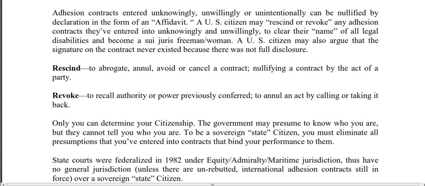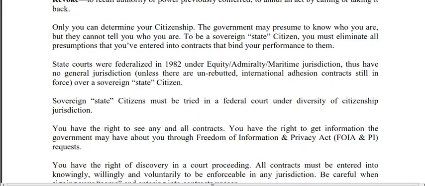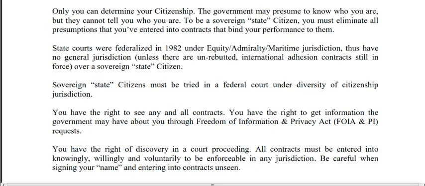A U.S. citizen may also argue that the signature on the contract never existed because there was not full disclosure. Rescind, to abrogate, annul, avoid, or cancel a contract, nullify a contract by the act of a party. Revoke, to recall authority or power previously conferred, to annul an act by calling or taking it back. Once you can determine your citizenship, the government may presume to know who you are, but they cannot tell you who you are. To be a sovereign state citizen, you must eliminate all presumptions that you've entered into contracts that bind your performance to them.